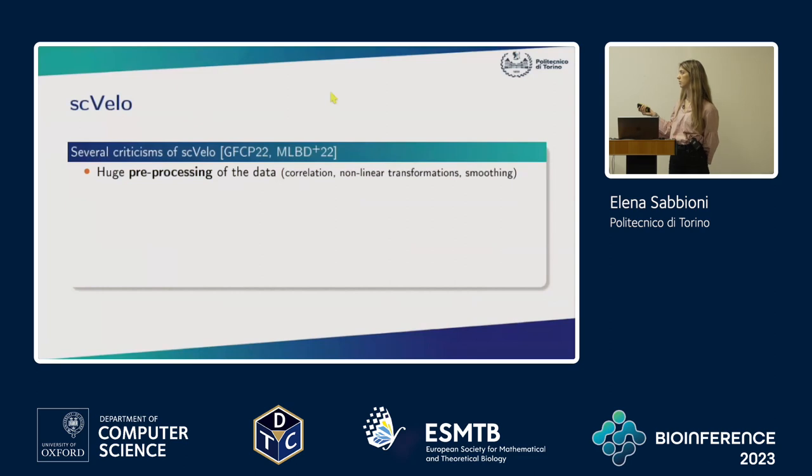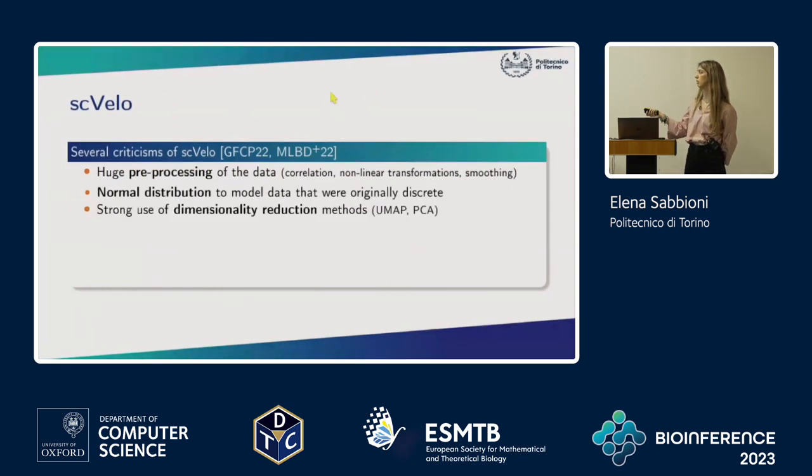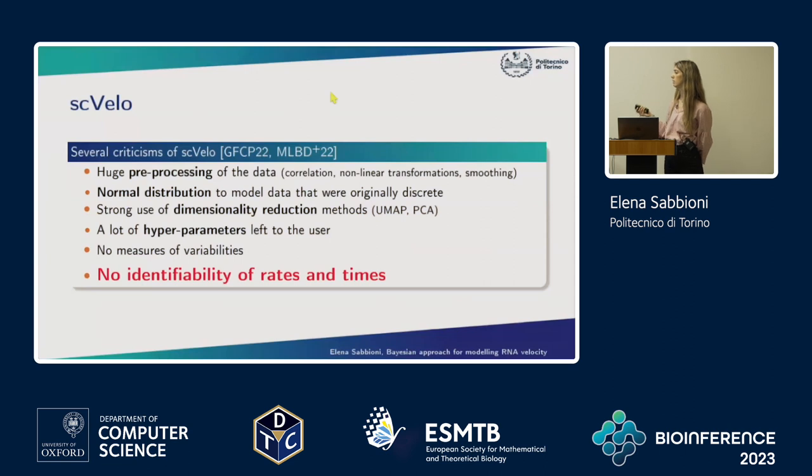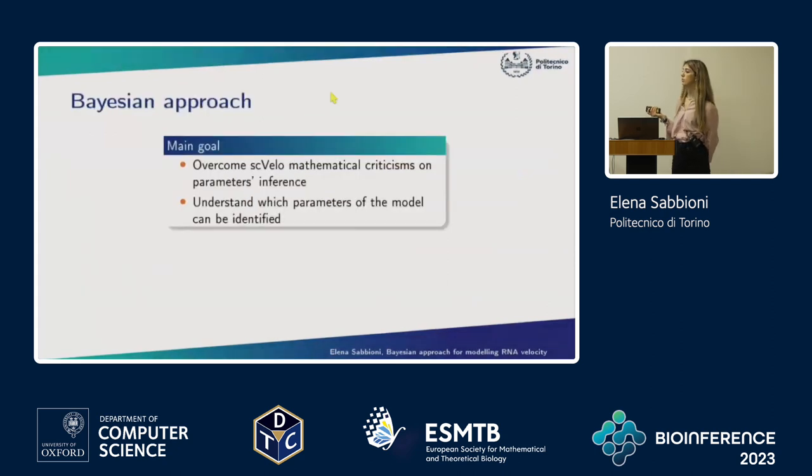For example, we have a huge preprocessing of the data. We have some other problems like a strong use of dimensionality reduction techniques without explaining how they influence the results. We have a lot of hyperparameters. But the most important point on which we want to focus our attention now is that we have no identifiability of the rates of the model, so the alpha, the beta, and the gamma that describe the chemical reaction network, and also of the times that are in the model. So what we propose is a Bayesian approach to estimate the parameters, and we would like to try to overcome some of the criticism of scVelo and try to understand which parameters can be identified in the model.